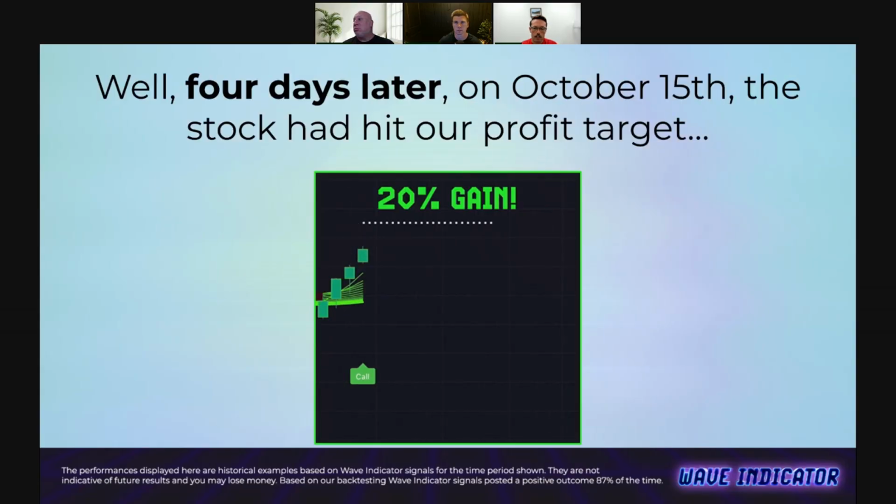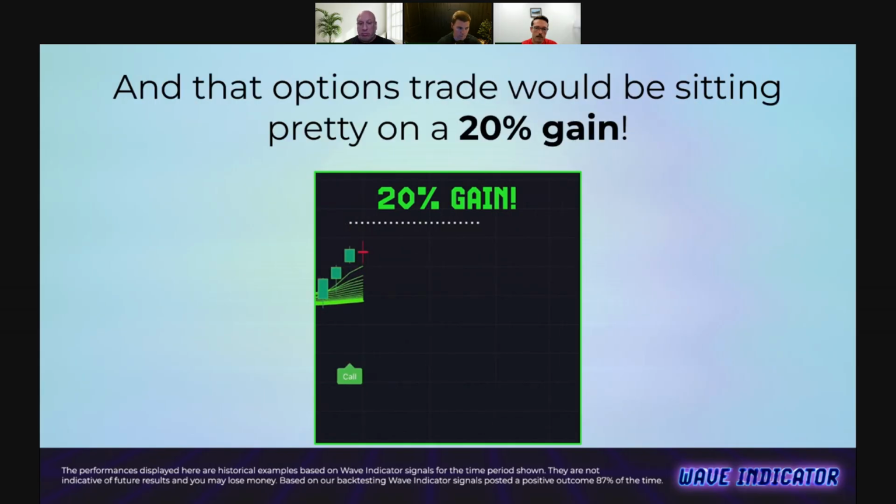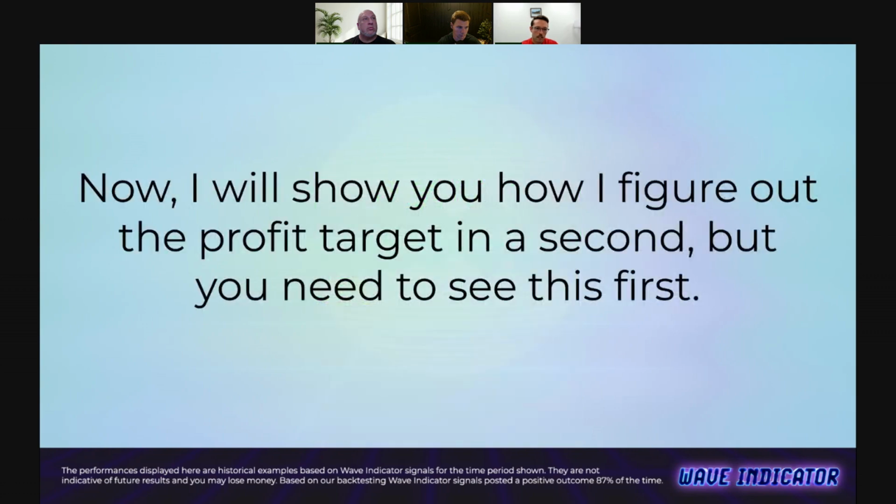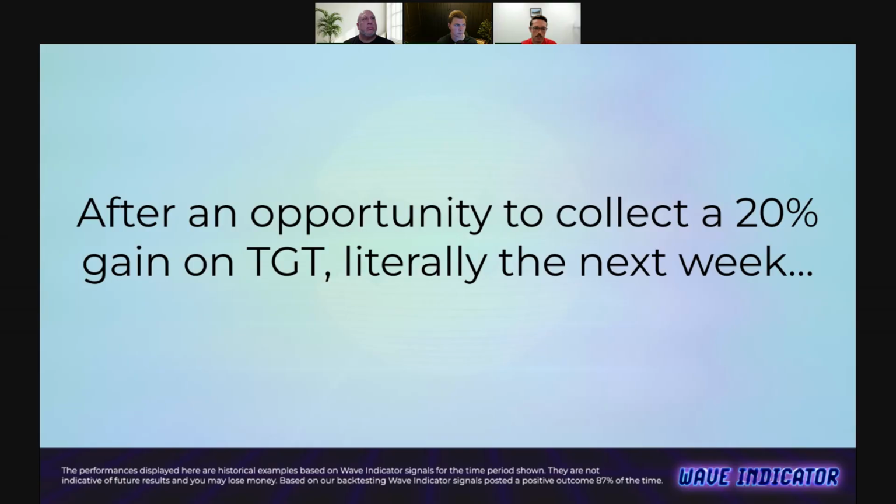4 days later, October 15th, the stock hit our 20% target, just touched that profit target line. And that options trade would be sitting pretty on a 20% gain. Now, I'm going to show you how I figure out, like I said, some magic juice, some secret sauce. I'm going to show you how I figure out that profit target in a second. But first, I want you to see this.